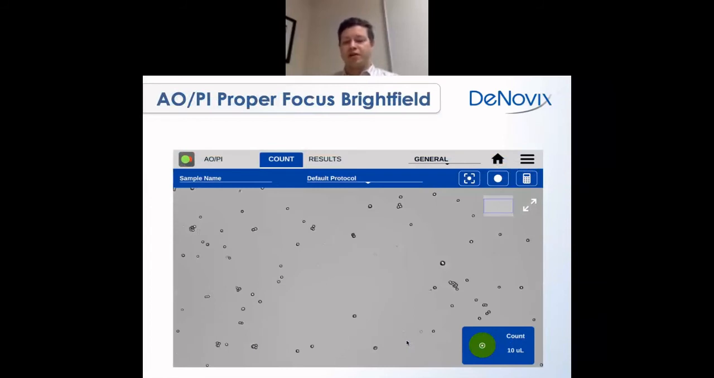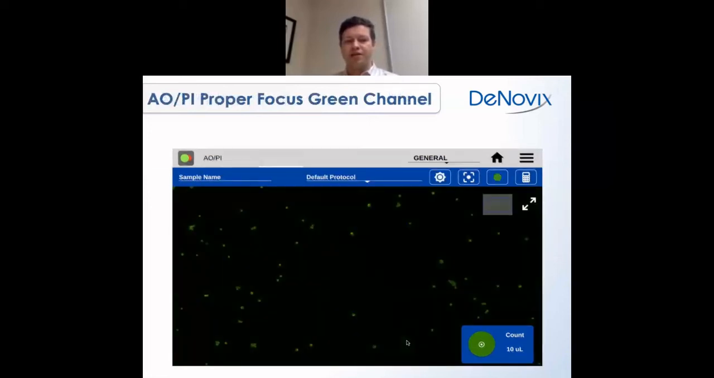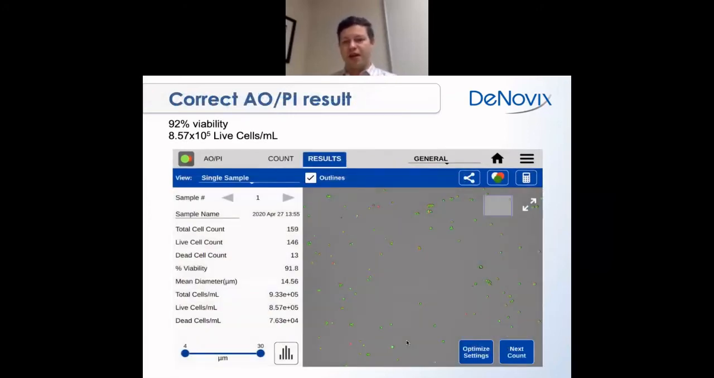So moving on from trypan blue now to proper focus for AOPI. Here is a properly focused bright field image. Here is the exact same image properly focused in the green channel, so you see some nice bright sharp cells fluorescing green there. And here's your count of that sample. You got about 92% viability and about 900,000 live cells per mil.